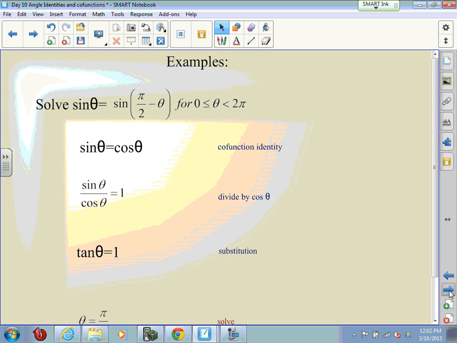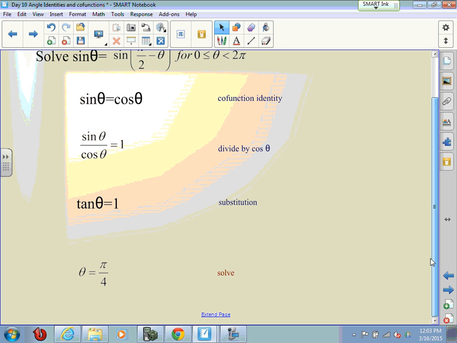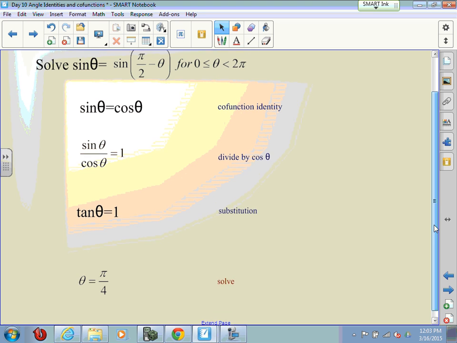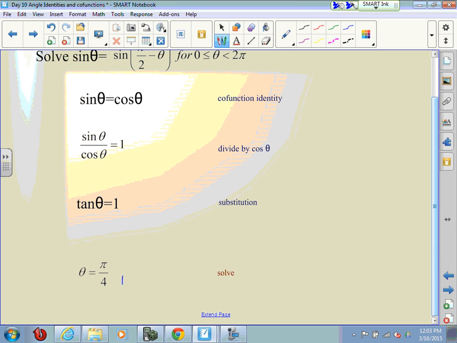Sine theta equals cosine 90 minus theta. Cosine theta equals sine 90 minus theta. So now I've got this scenario. I'm going to divide both sides by cosine. Sine over cosine is tan. And I have to solve. Inverse tan of 1 gives me 45 degrees. And it's done. The only thing I didn't do is find the answer for the third part. So that would be 5 pi over 4.